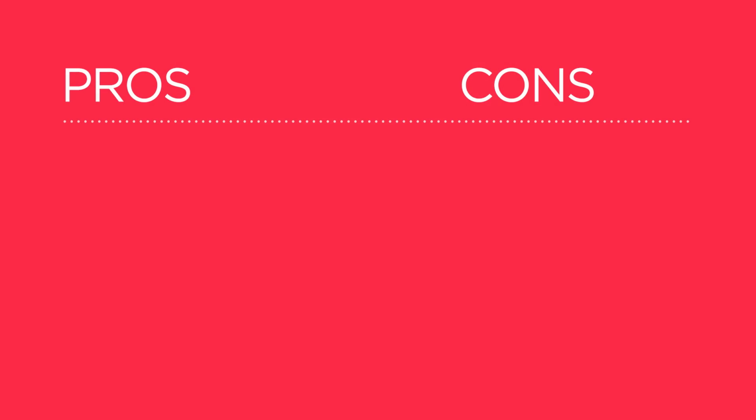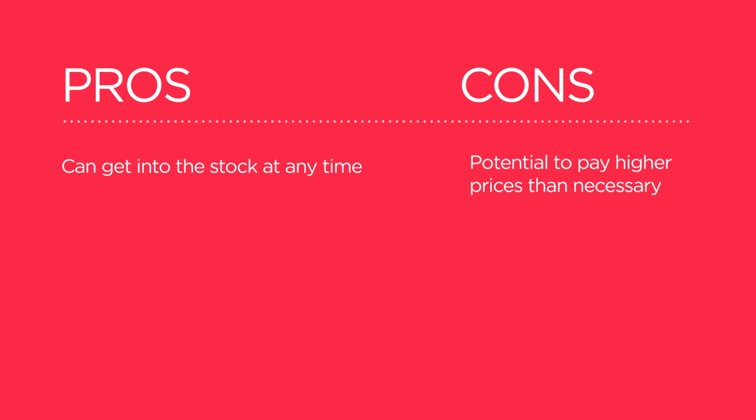So to summarize, what are the pros and cons of market orders? Well, basically, you can get into the stock at any point as long as you're willing to pay the higher prices for those stocks. Now, unfortunately, because of that, you may also pay exorbitant prices or unexpected prices if the market is not as liquid. So again, another downside is if there's an illiquid market, you're going to be paying higher prices.